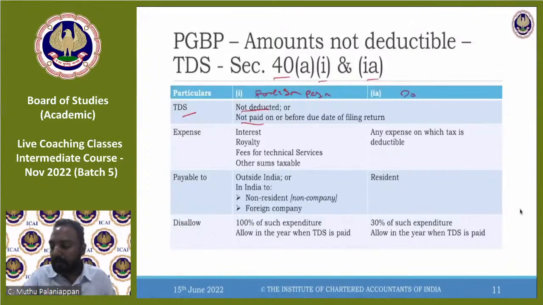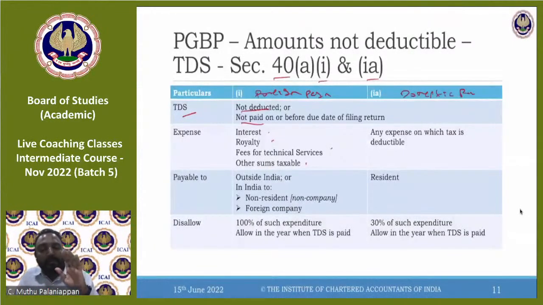And this is for domestic payment. 1A is for domestic payment. So it is interest, royalty, fees for technical services, other sums taxable. So for foreign payments, only for these nature of payments, the provision applies. For others, it is any expense on which tax is deductible, and it is payable to a person, here in India, paying to outside India or in India to a non-resident or foreign company.